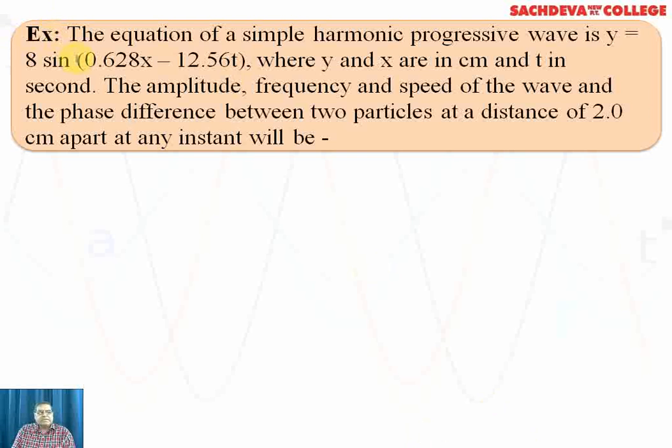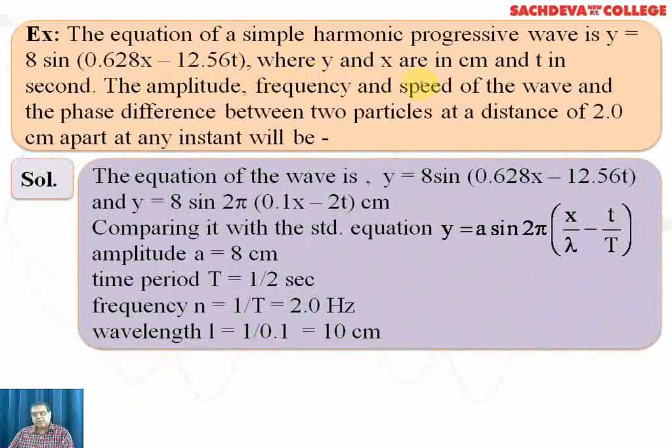Now our next question is, the equation of a simple harmonic progressive wave is given. y is the displacement, 8 is the amplitude, 12.56t is the phase given, and the other number is given as 0.628. So let us check. The equation of the wave is y = 8 sin(0.628x − 12.56t). We will modify this equation and write it as y = a sin 2π(0.1x − 2t).